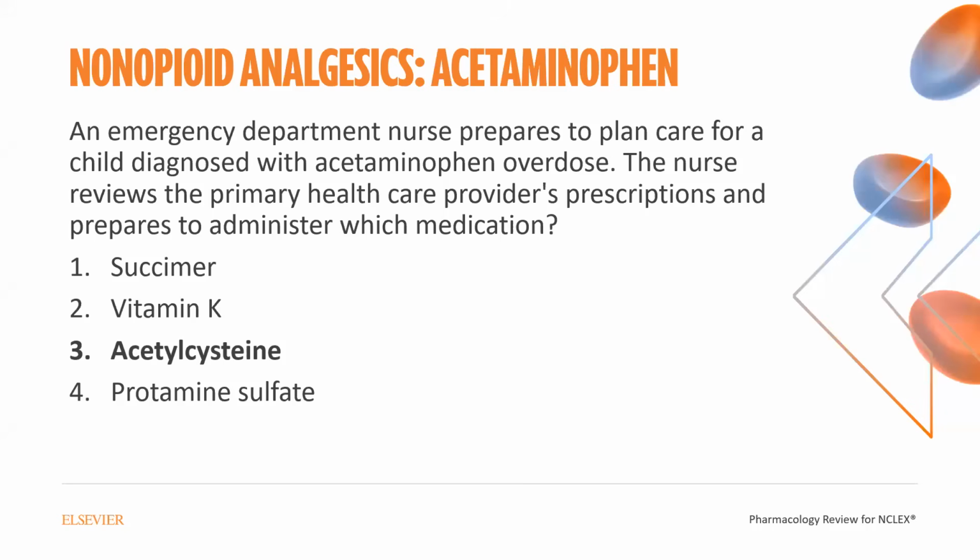It's administered orally or via nasogastric tube in a diluted form with water, juice, or soda. And it can also be administered intravenously in some form as well. So to answer these types of questions, it's important to know the antidotes to some common medications, with acetaminophen being one of those. Others may include warfarin or heparin. Succimer happens to be the treatment for lead poisoning, and so that's not the correct option. Vitamin K is the antidote for warfarin, and protamine sulfate is the antidote for heparin.